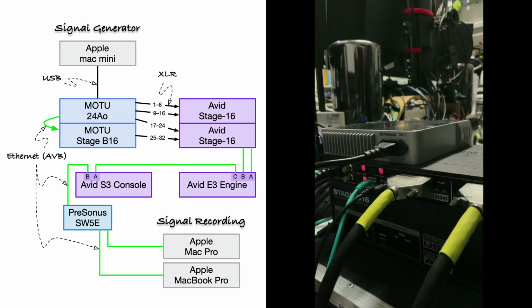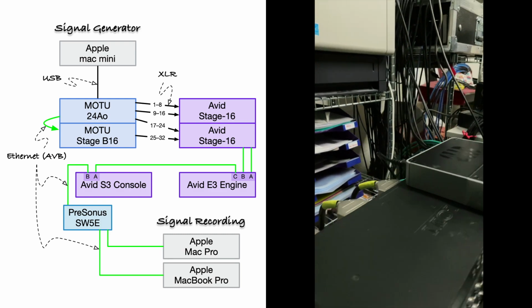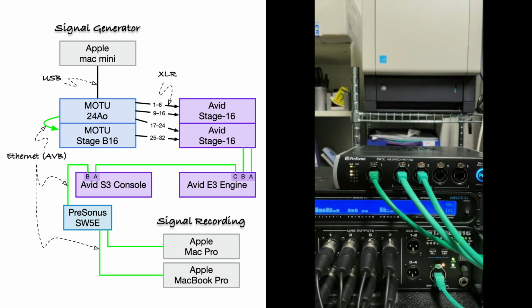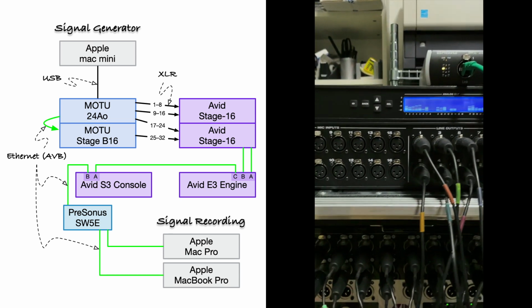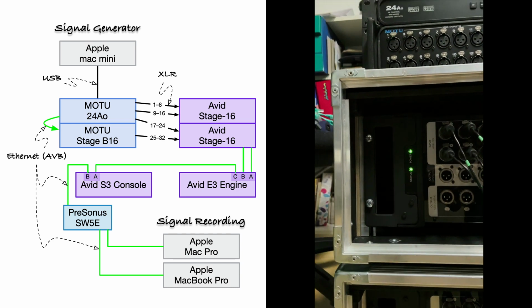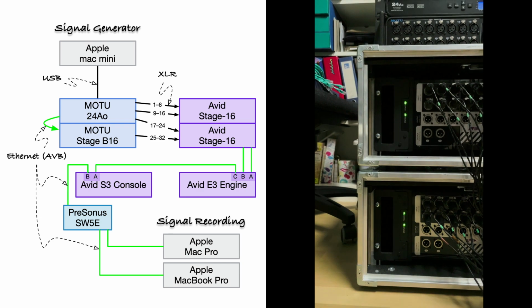The Stage 16 stage boxes are connected in a redundant loop to the A and B ports of the E3 engine in a normal manner. I also have the E3 engine configured to output audio to my studio speakers via analog outputs 1 and 2. The signals from the HOWTO are wired into the inputs of the Stage 16 stage boxes.